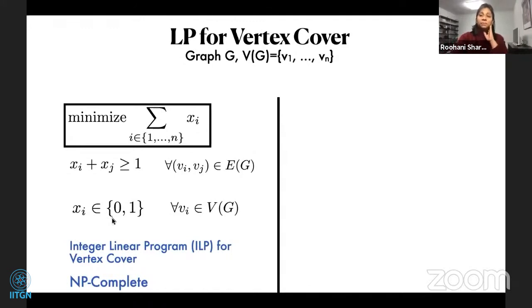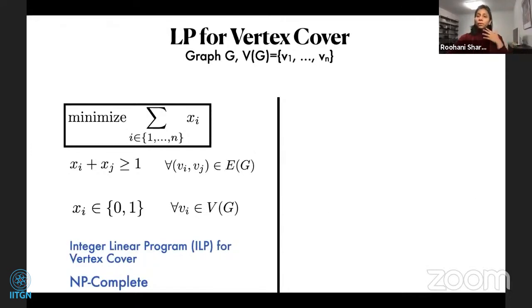It's an integer constraint, because it asks that the value of the variables should come from some integer set 0, 1. So this is the ILP for vertex cover, and we know that ILP solving is NP complete. In fact, what we just did was give a reduction from vertex cover to this ILP. So since vertex cover is NP complete, solving this ILP is NP complete.